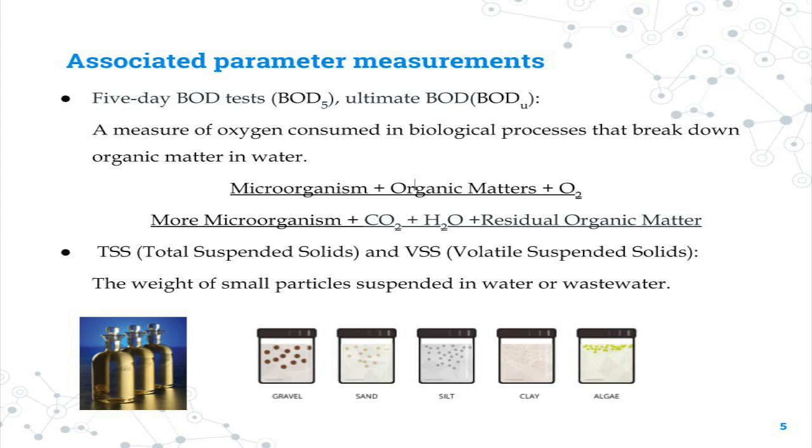So by EPA, the secondary effluent needs to have both BOD5 and suspended solids lower than 30 mg per liter, or 15% lower than the influent.